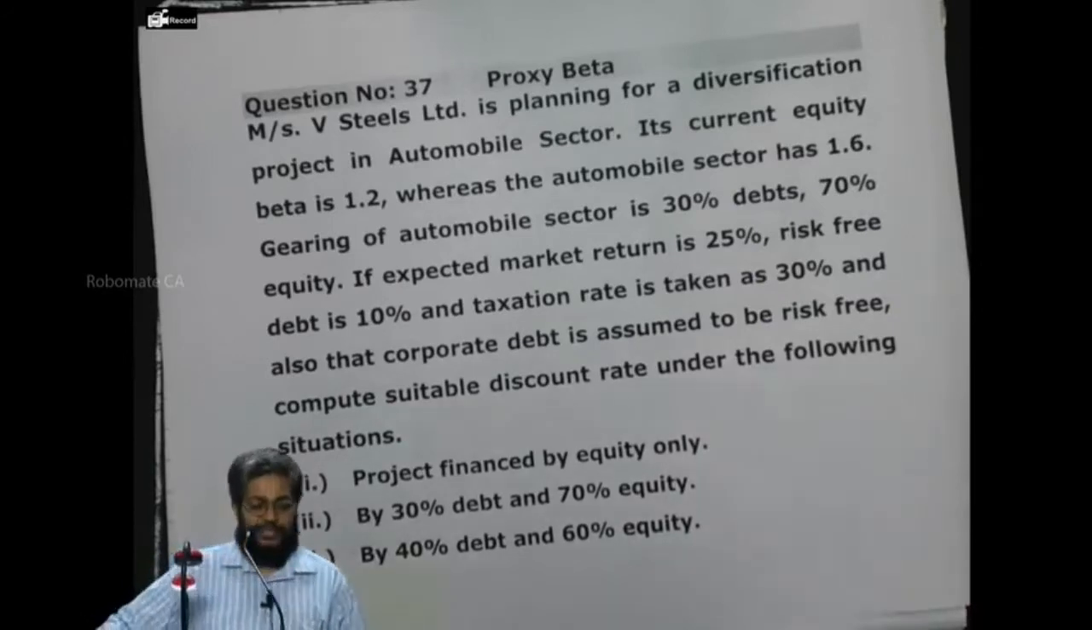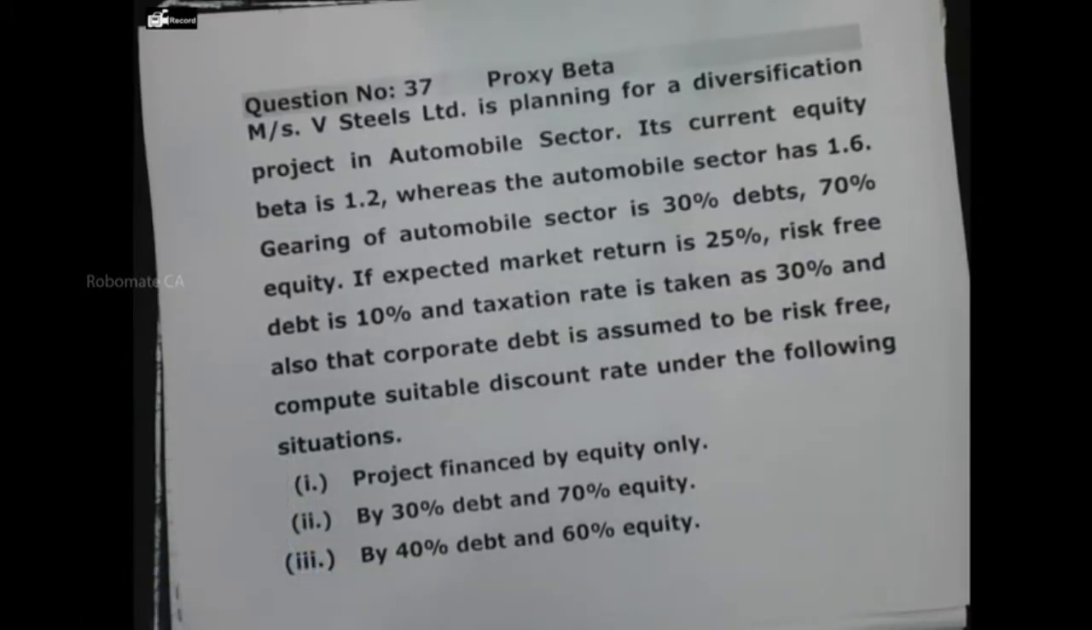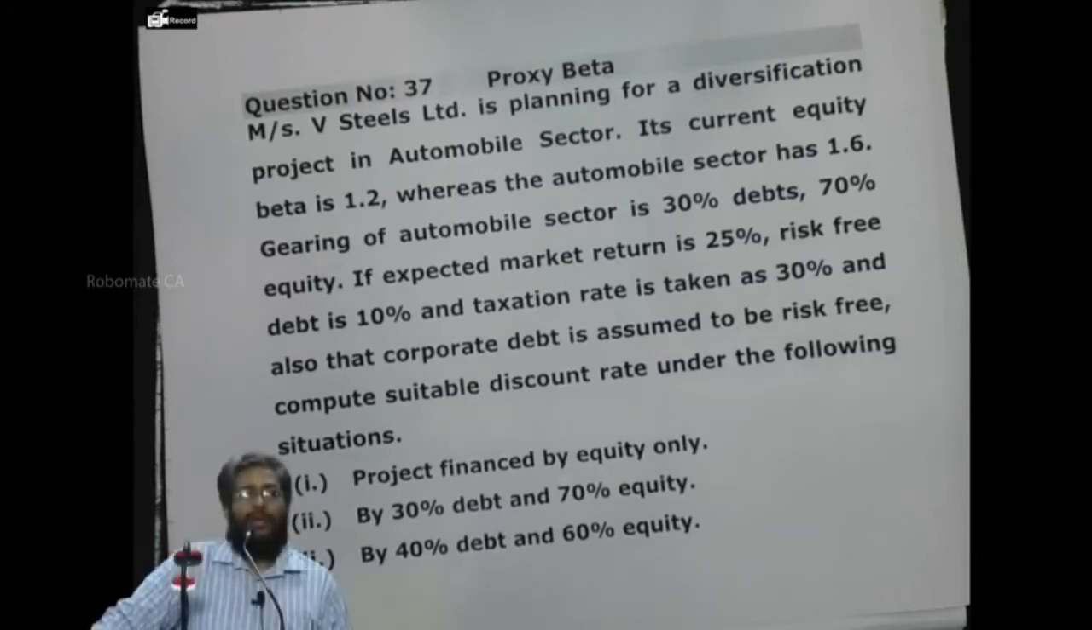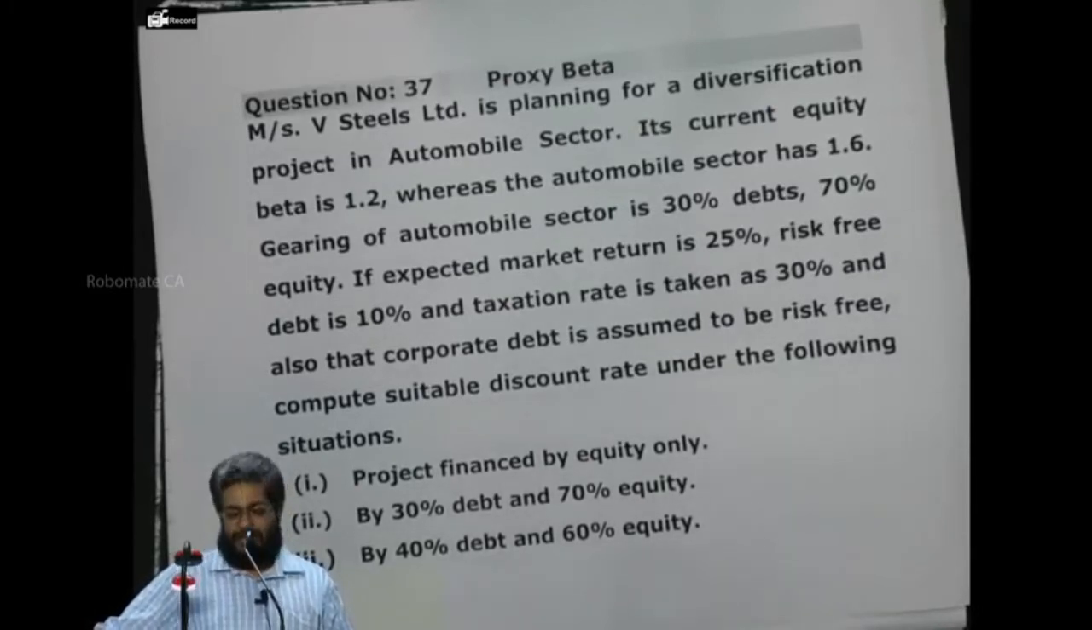Write down: since the debt equity ratio is the same for the project and the automobile sector, we can take the sector beta straight away as proxy beta. Everybody, can I proceed or not?